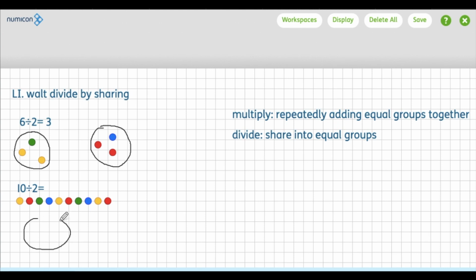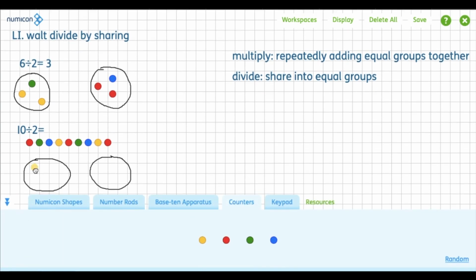I'll do 2 circles, 1 group, 2 groups, and then I have to move 1 into each circle at a time. If I move all of them into this circle, then I won't have equal groups. So 1 here, then 1 here, and so on. Okay, so I've got 1, 2, 3, 4, 5 in this group, and 1, 2, 3, 4, 5 in this group. Perfect. That means I have 2 equal groups, which means that 10 divided by 2 is 5, because there's 5 in each of my 2 groups, which is handy.